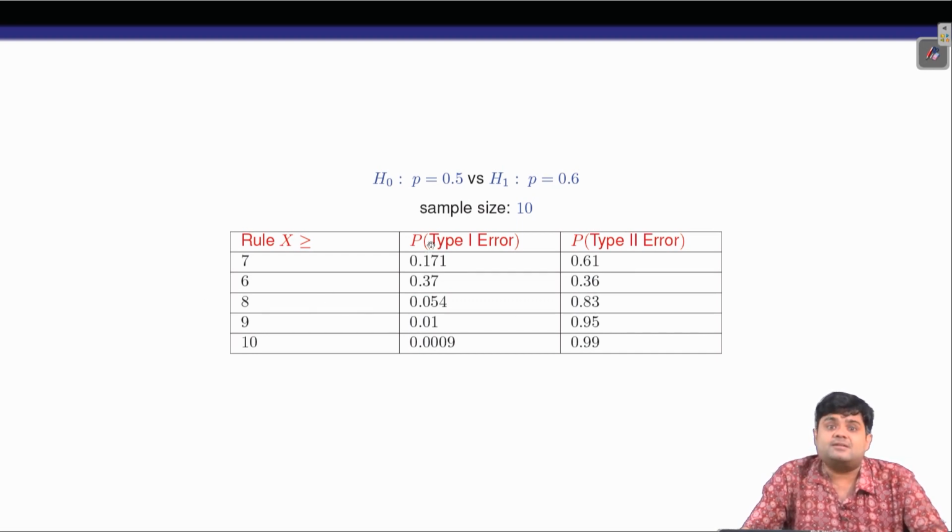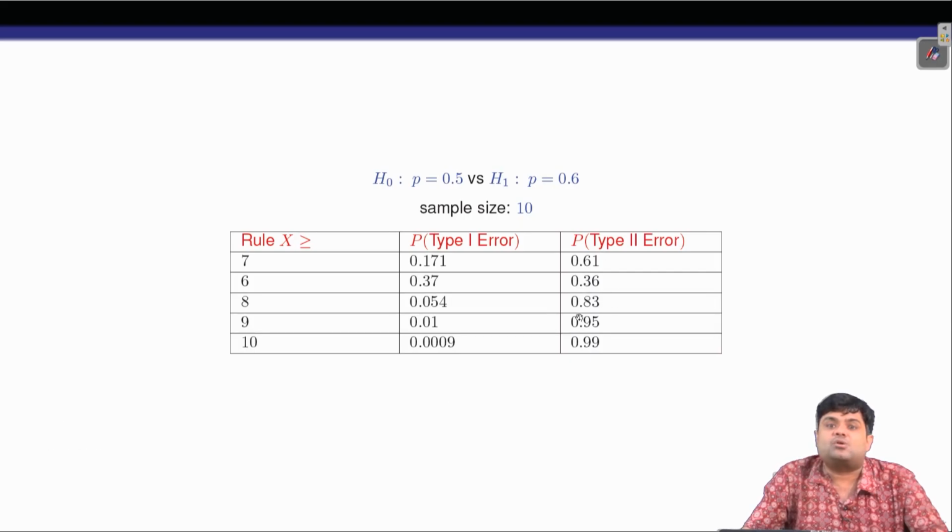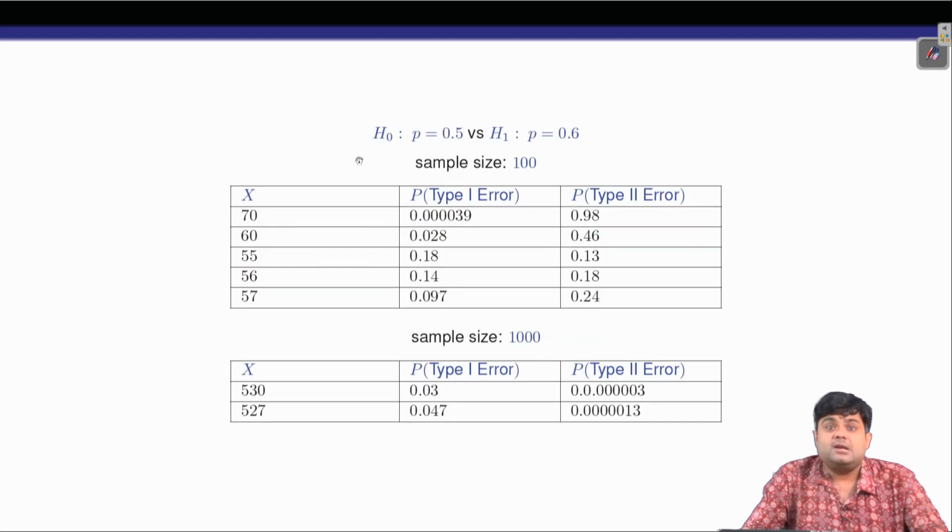If it is 8, of course, type 1 error will be smaller than 7, the original one we discussed, because you are now even more protecting the type 1 error. But look, if you are protecting type 1 error more, type 2 error has also increased. Further protecting type 1 error, it is going down, type 2 error is increasing, and this is very low type 1 error, but very high type 2 error.